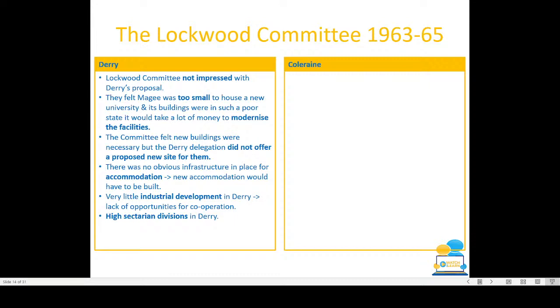And there were also high sectarian divisions in Derry, which we'll see, I suppose, towards the end of the 60s come to a head anyway.